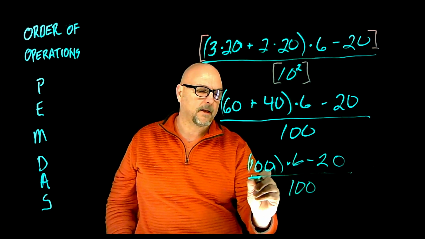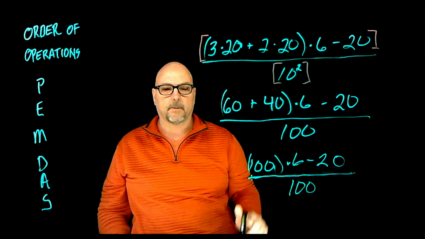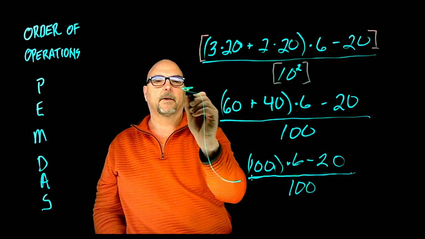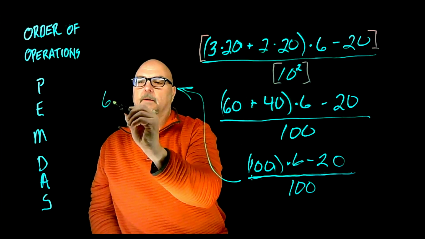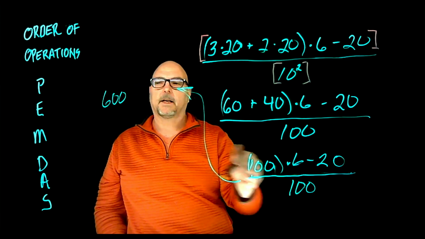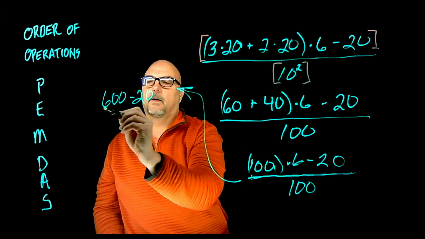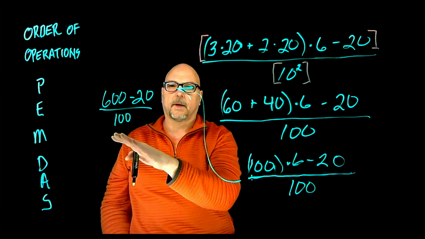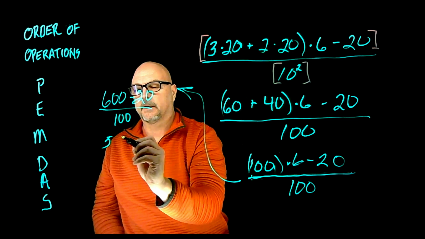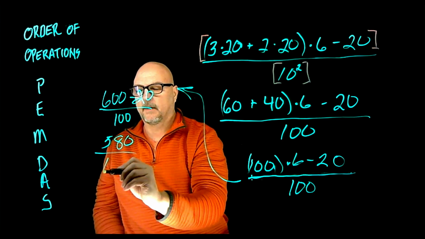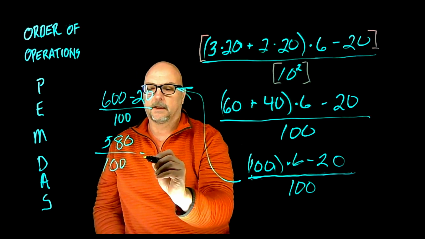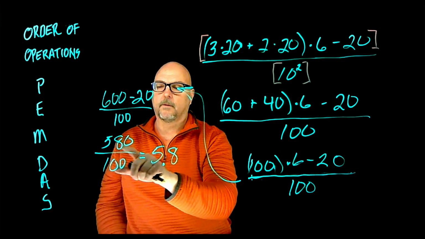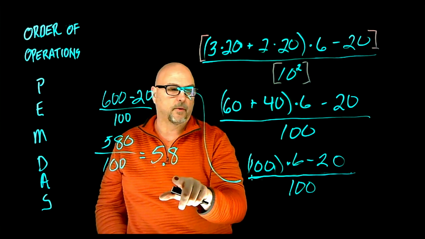So I haven't done anything yet with the denominator because I have to simplify the numerator now. So what is 100 times 6? I'm going to have to bring this up here. 100 times 6, well, that would give us 600. And minus 20 all over 100. So 600 minus 20 ends up giving us 580. And 580 divided by 100, well, that is 5.8, right? Dividing by a power of 10, so we're moving the decimal 2 places, so that becomes a 5.8.